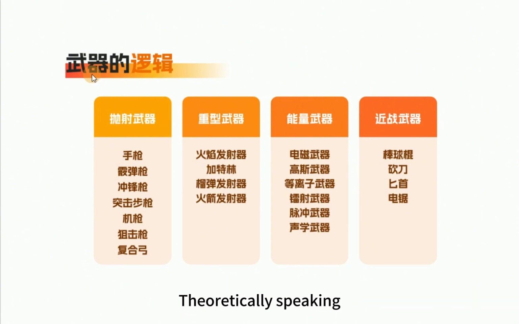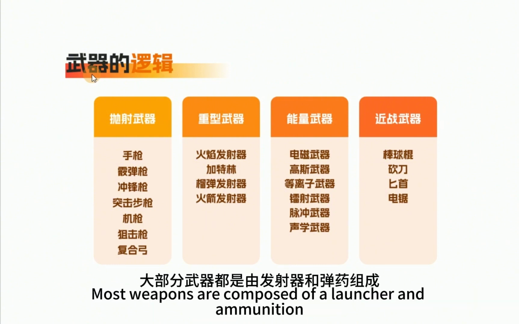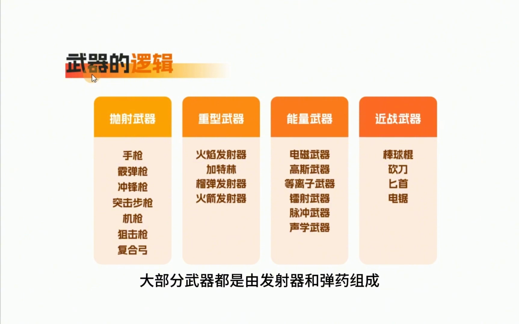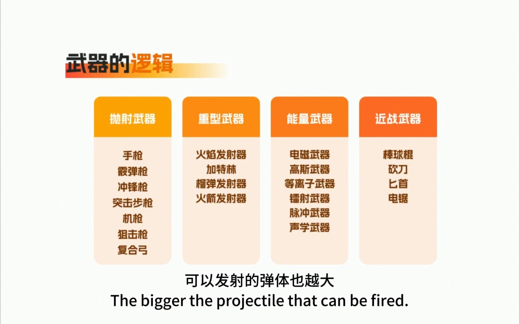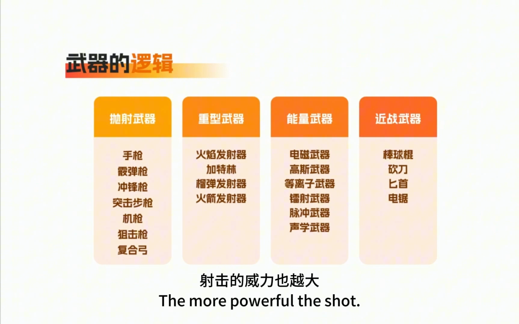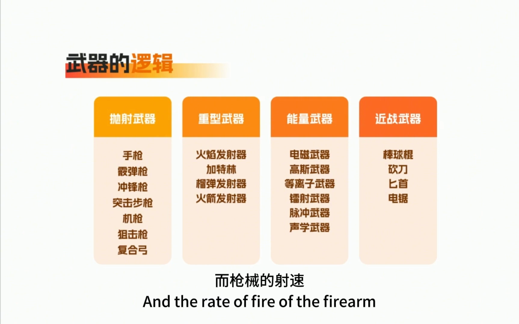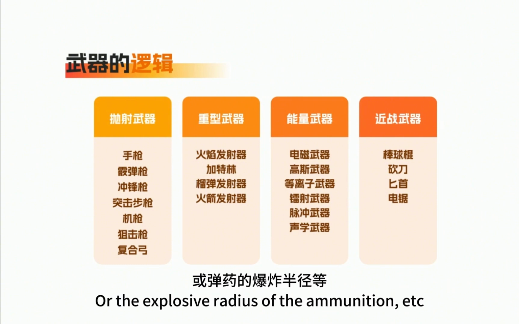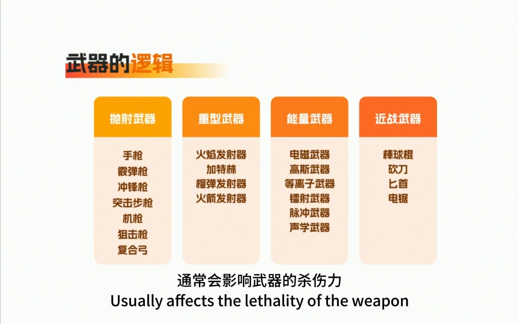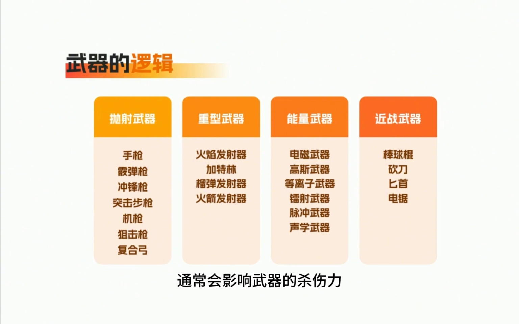Theoretically speaking, most weapons are composed of a launcher and ammunition. Generally speaking, the bigger the caliber of the launcher, the bigger the projectile that can be fired, and the more powerful the shot. The rate of fire of the firearm, the flight speed of the projectile, or the explosive radius of the ammunition, etc., usually affects the lethality of the weapon.